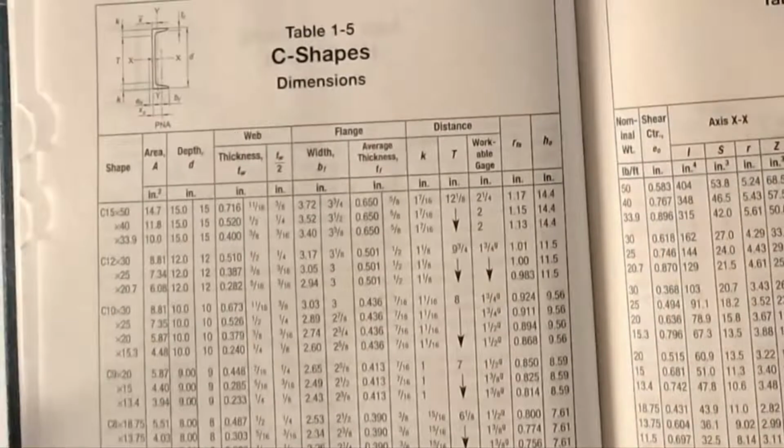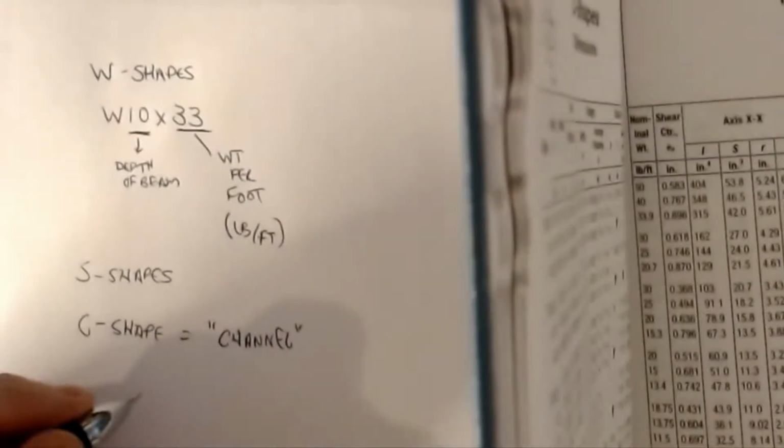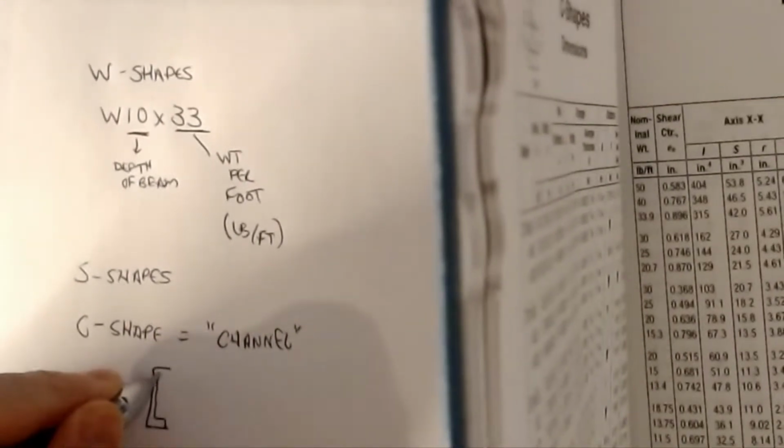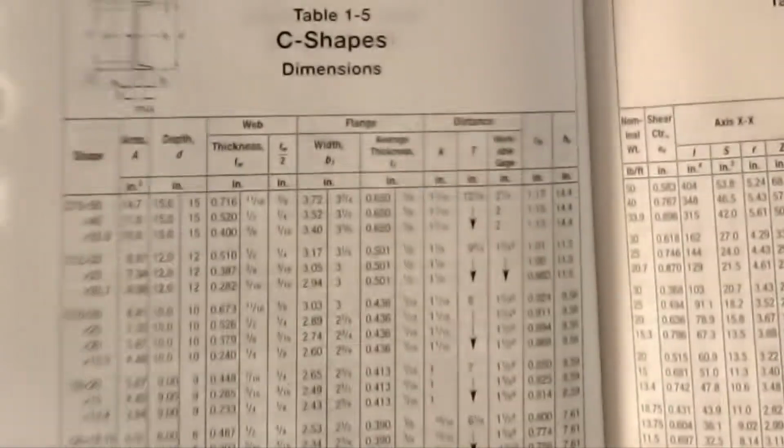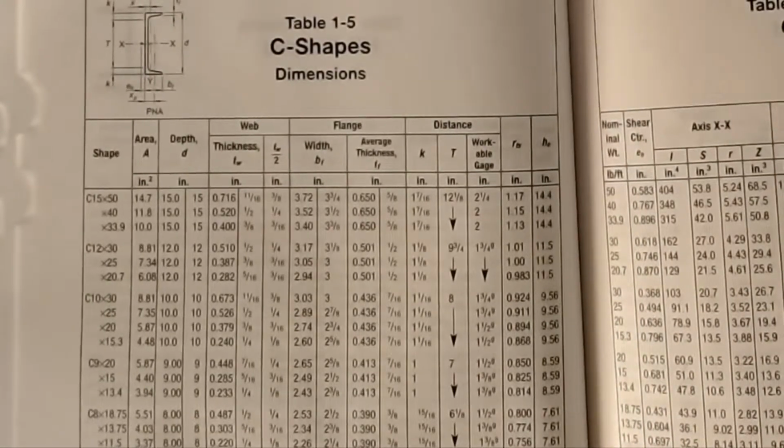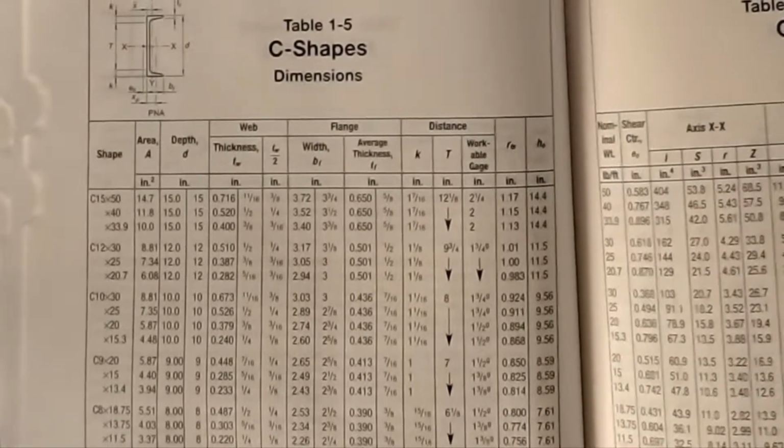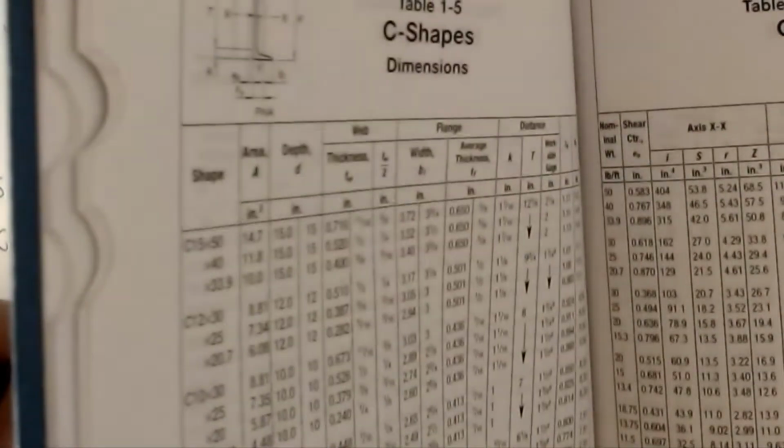Okay. And the reason it's called a C is you can kind of see the shape, literally. It's something that kind of looks like that. And just like with the I shapes, the designation, you'll see something like a C12 by, oh, I don't know, 20.7, so it looks like a good one for us.